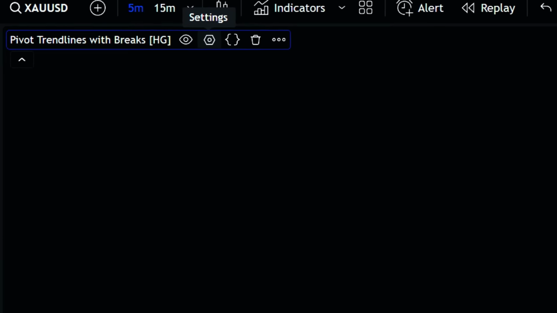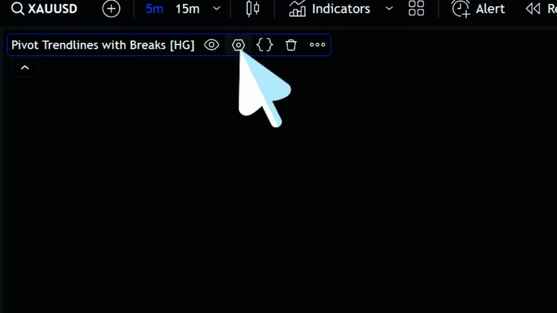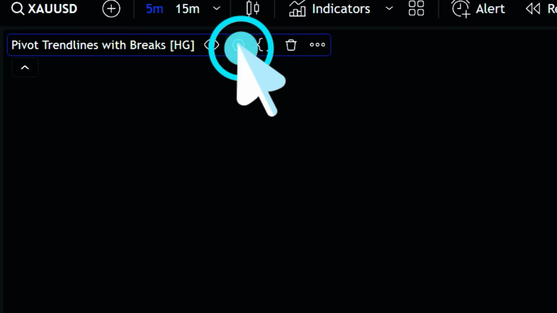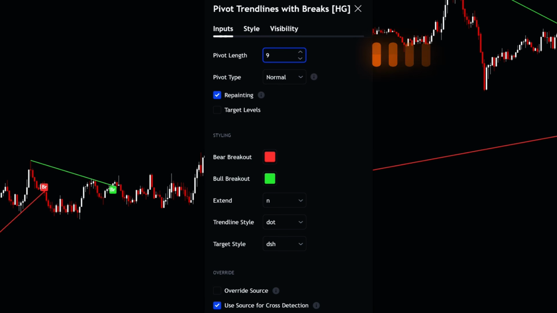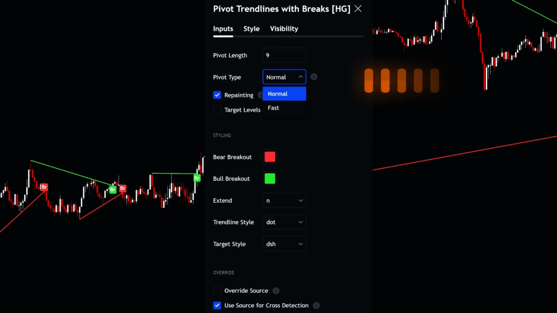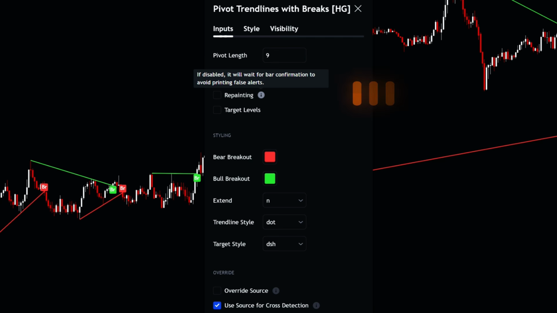Alright, now let's get back to the strategy. Let's optimize those settings for the pivot trendline with breaks indicator. First, we'll head to the input section and adjust the pivot length option to 9. Next, let's leave the pivot type as the default. Normal setting works just fine. Now, to prevent trend lines from repainting on the chart, we need to disable the repainting option. Additionally, go ahead and disable the target level feature. As for the rest of the options, they can stay at their default value.